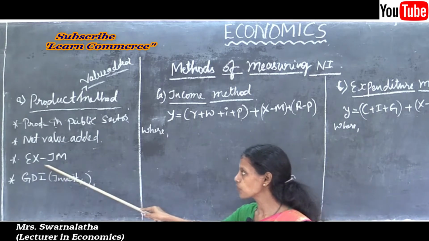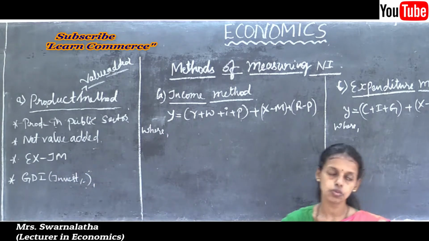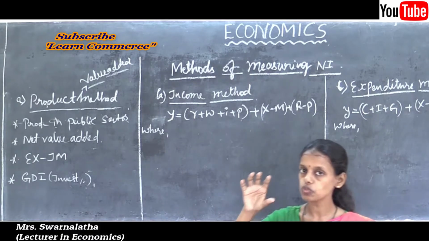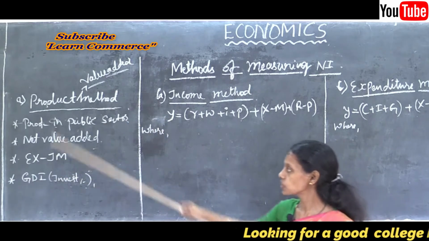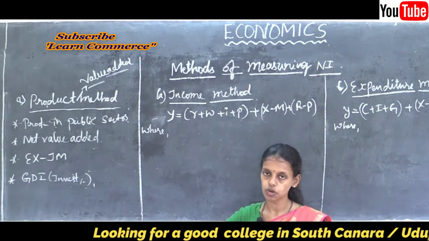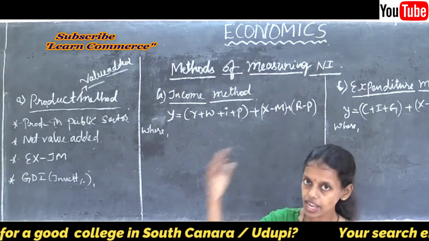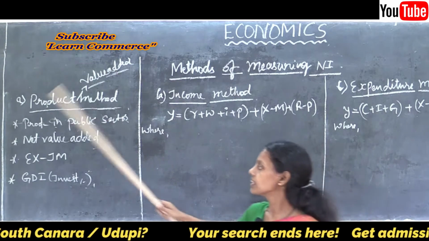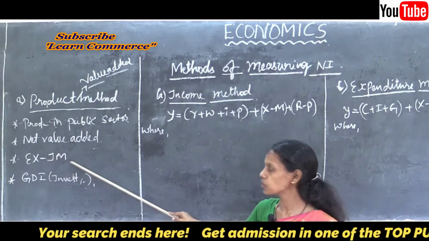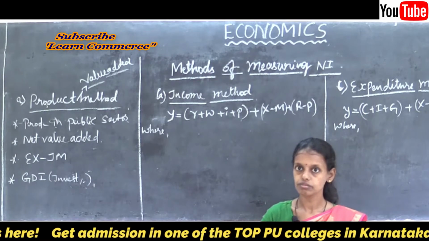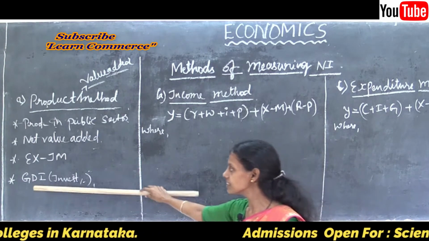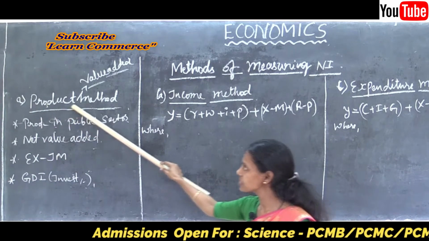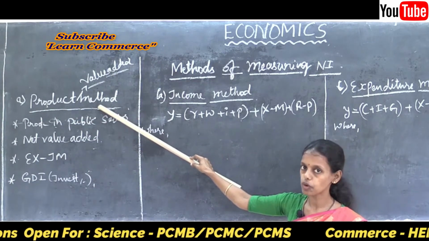Then export minus import, only the net export we are considering. Export values are the income from exports, from the GDP, gross domestic product. Whatever goods we supply to a foreign country or abroad are considered. The import values are deducted. Thus here also, in the value added method or product method, import values are deducted.